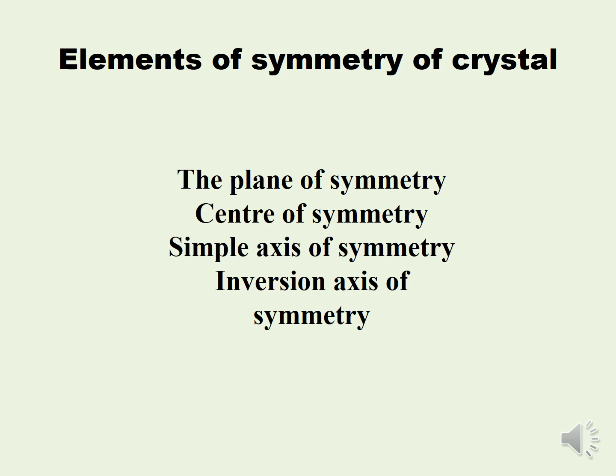The next element of symmetry of crystal is the inversion axis of symmetry. The orders of the inversion axis are the same as the simple axis. These are the second, third, fourth, and sixth order of symmetry.